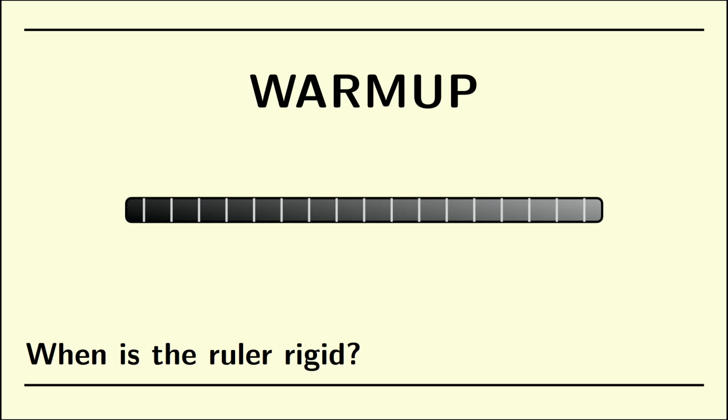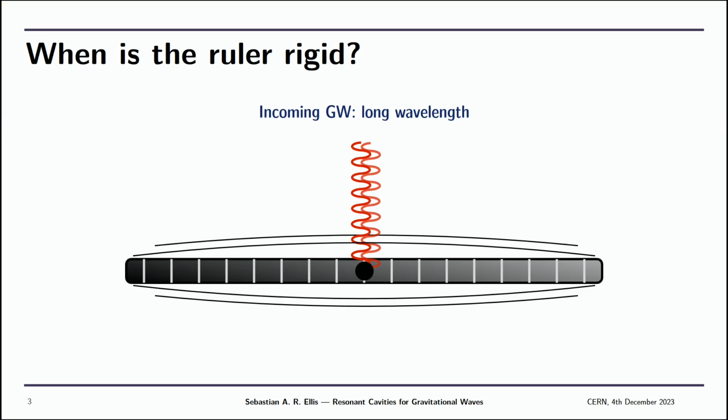So before we get into it, seeing as how this is the first talk of the workshop, I thought we would start with an exercise. So a little warm-up. This is my theorist's view of an experimentalist's ruler. And I'm going to ask the question, when is this ruler rigid? Because ultimately, the answer to this question will inform how we should search for gravitational waves across different frequency ranges.